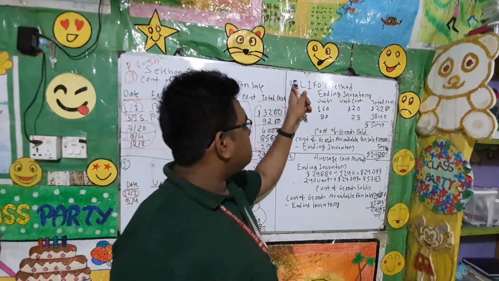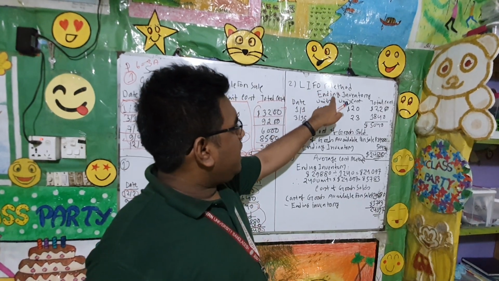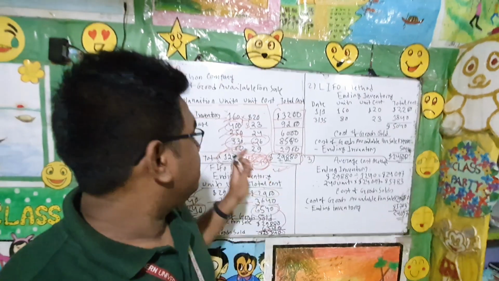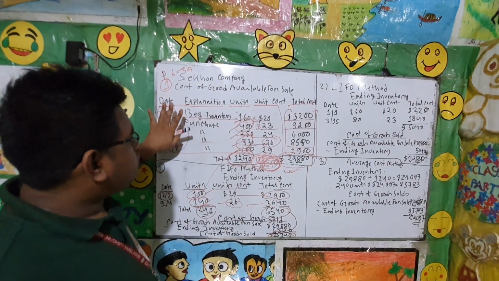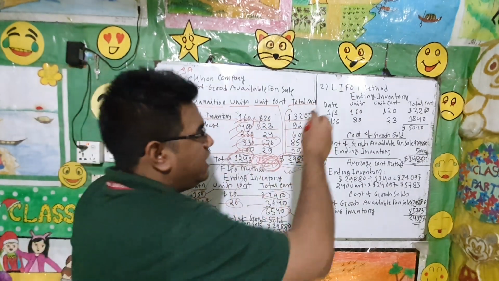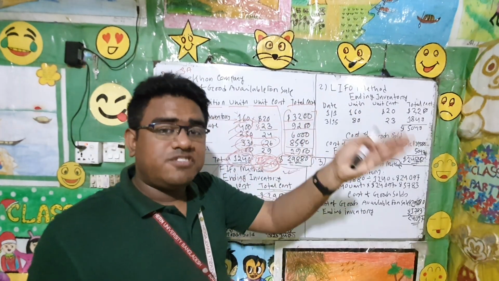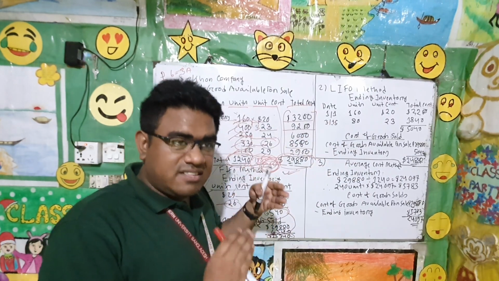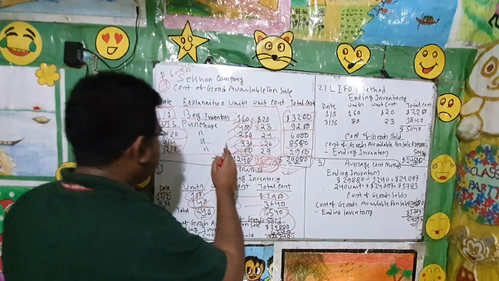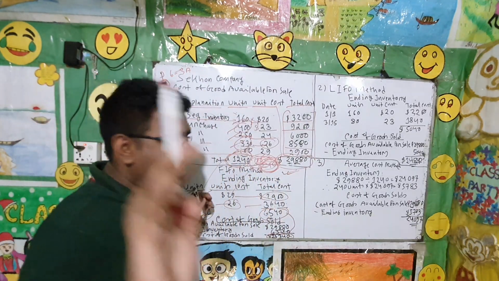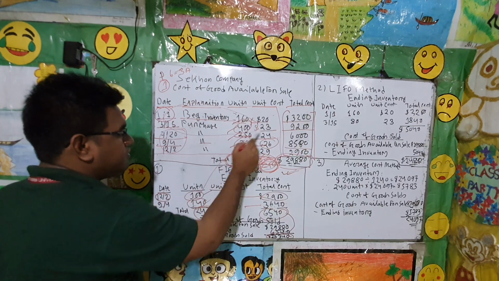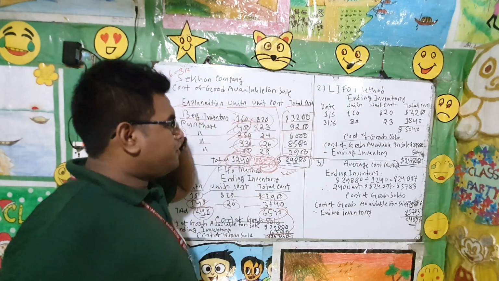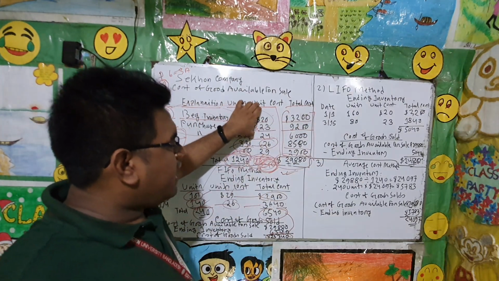The LIFO method, second method, ending inventory. So now again come here. Cost of goods available for sale. They have mentioned LIFO. LIFO means last in first out. Last in first out means those inventory came last but sold first. So we will get the ending inventory here at the beginning. Came last and we have sold first. So we have got the ending inventory at the beginning.